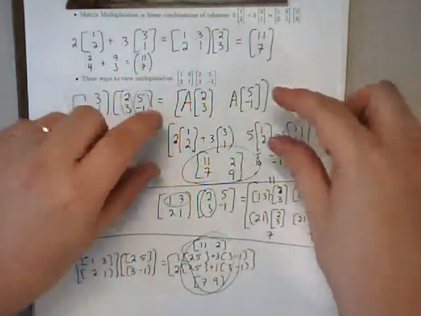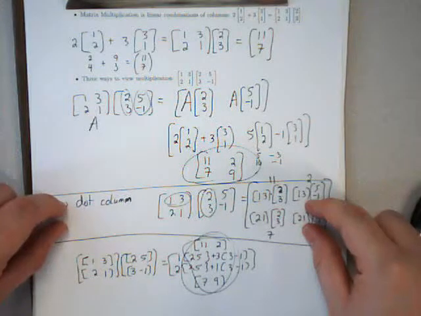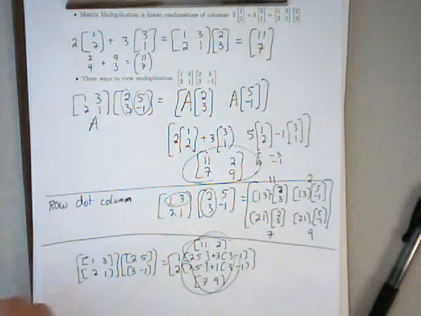You can think of it as linear combinations of columns, rows dotted with columns, or linear combinations of rows. That ends the screencast.